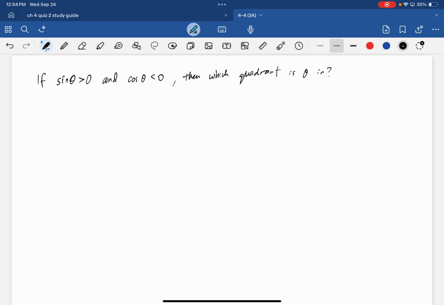So these are not too hard. These are pretty easy, right? The idea is that on the unit circle, if sine theta is greater than 0, then that means the y coordinate must be greater than 0, right? And if the cosine is negative, then the x coordinate must be negative. So basically, we're just looking for which quadrant these two conditions are satisfied.